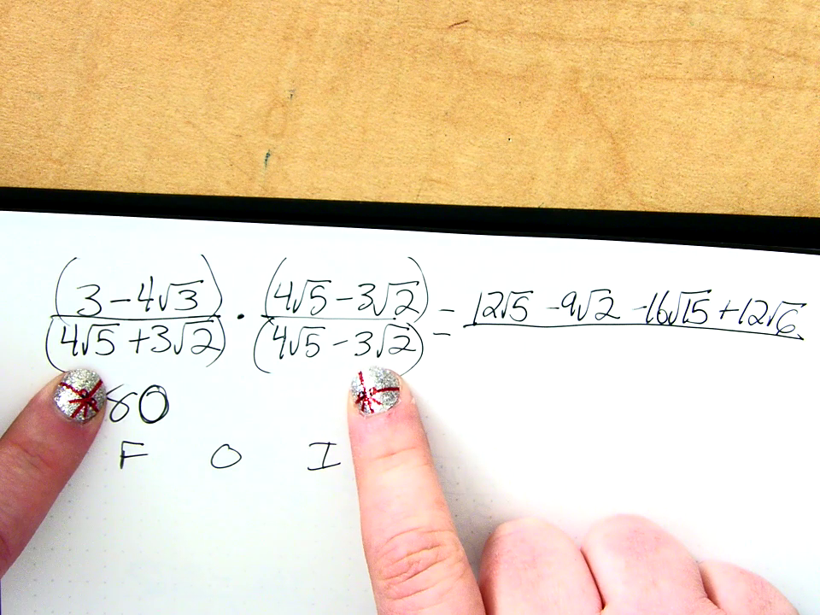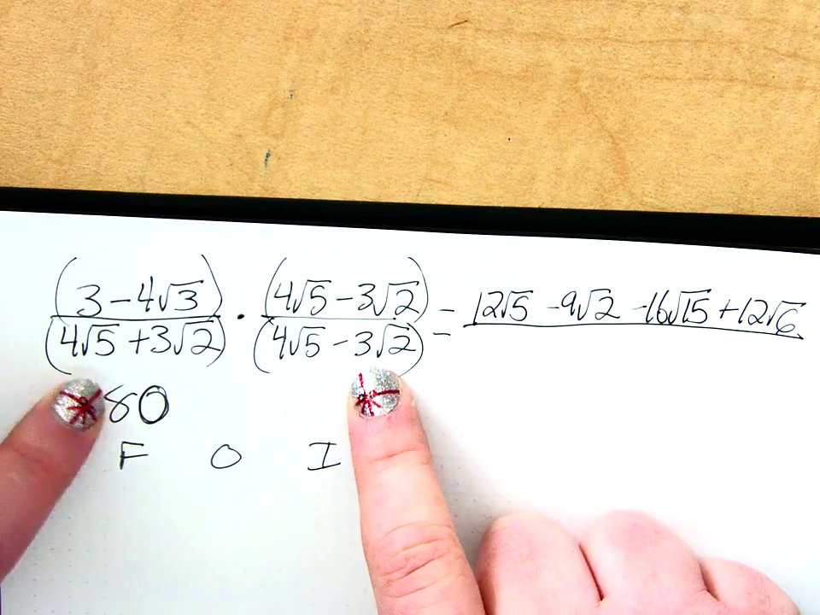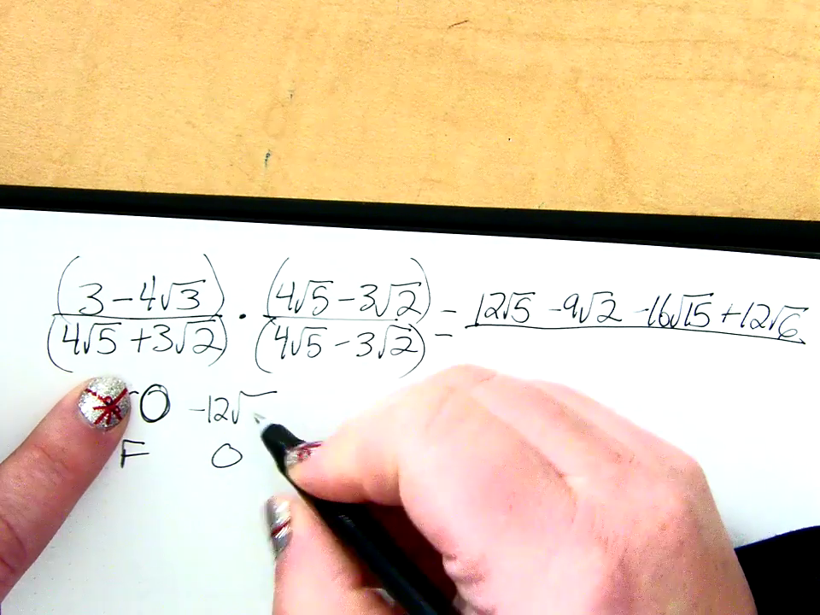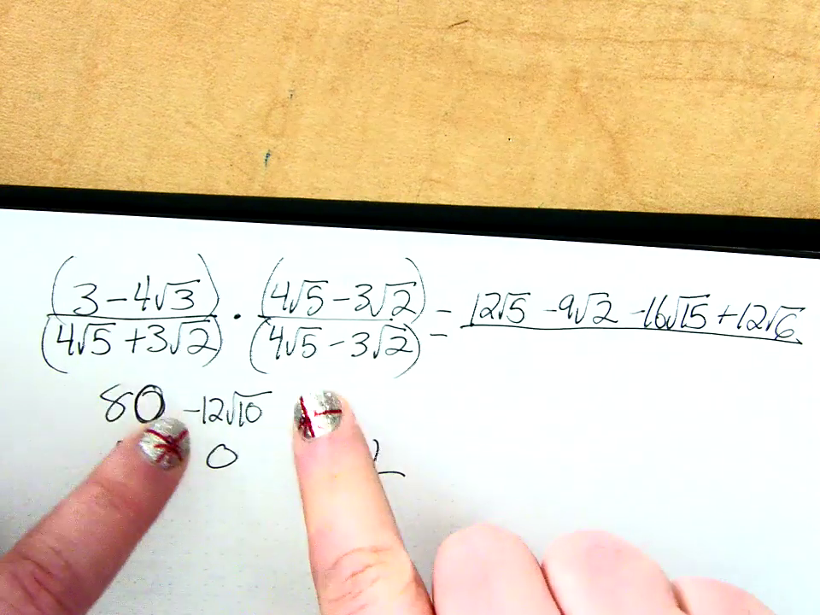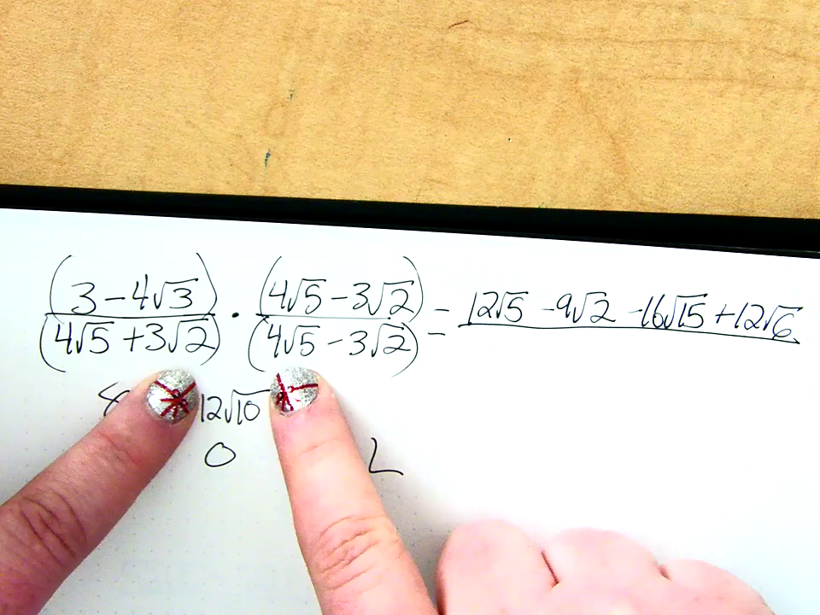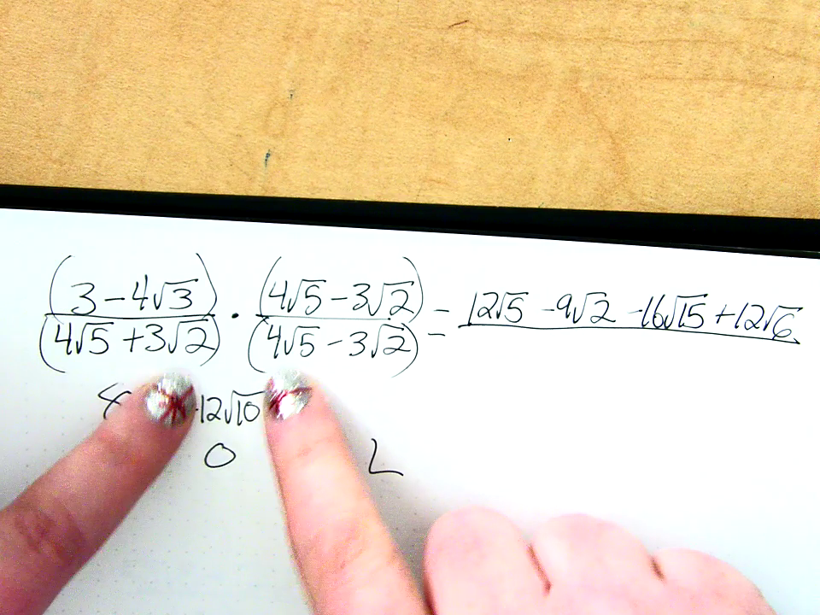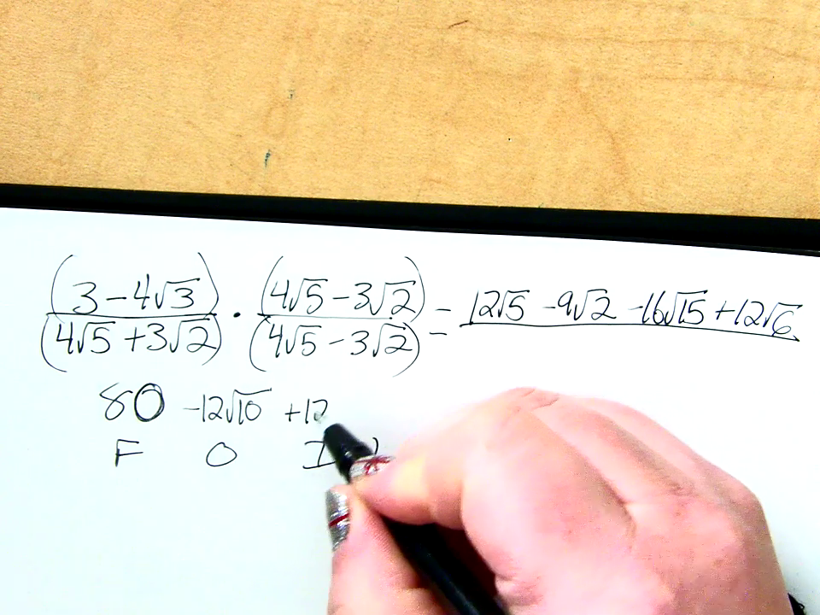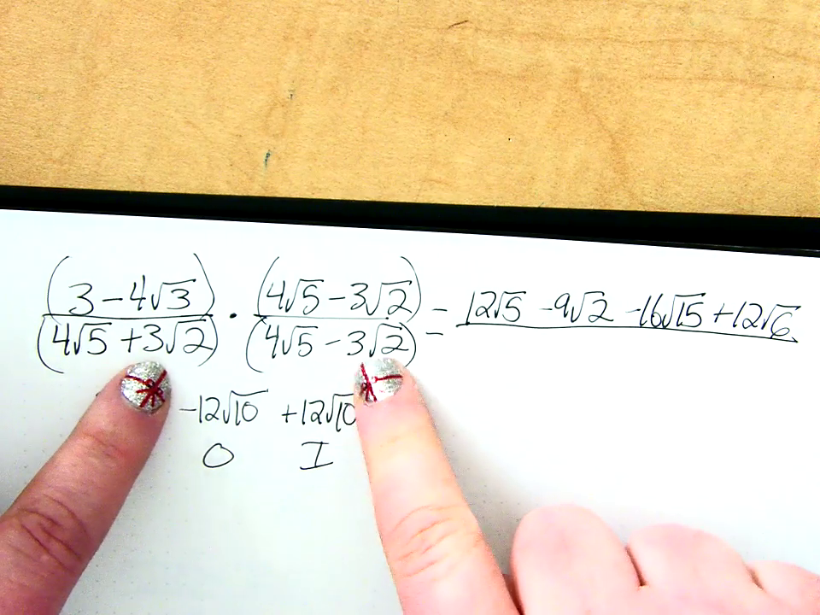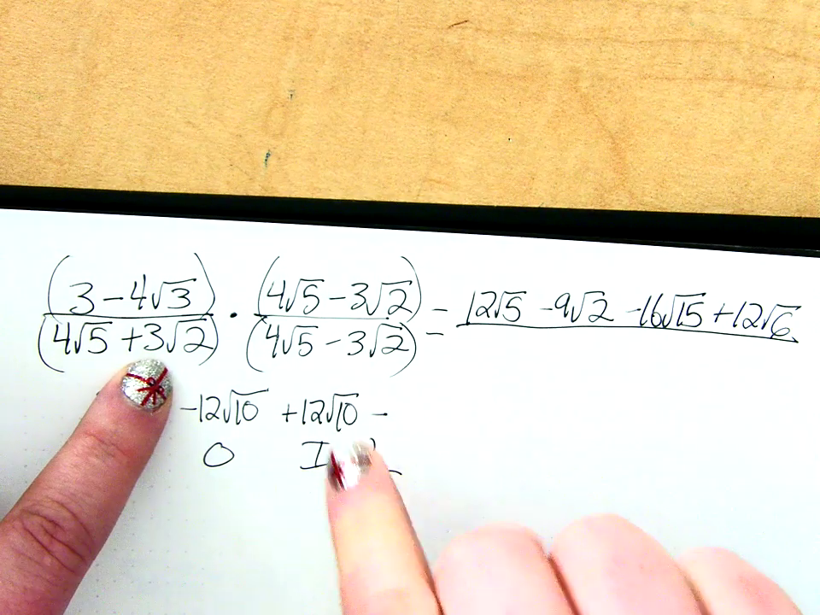So that's going to get me a negative 12 root 10, right? 4 times negative 3 is negative 12. Root 5 times root 2 is root 10. All right, that's not so bad. What do you get when you do the insides? 3 root 2 times 4 root 5 would be positive 12 root 10. Oh, cool.